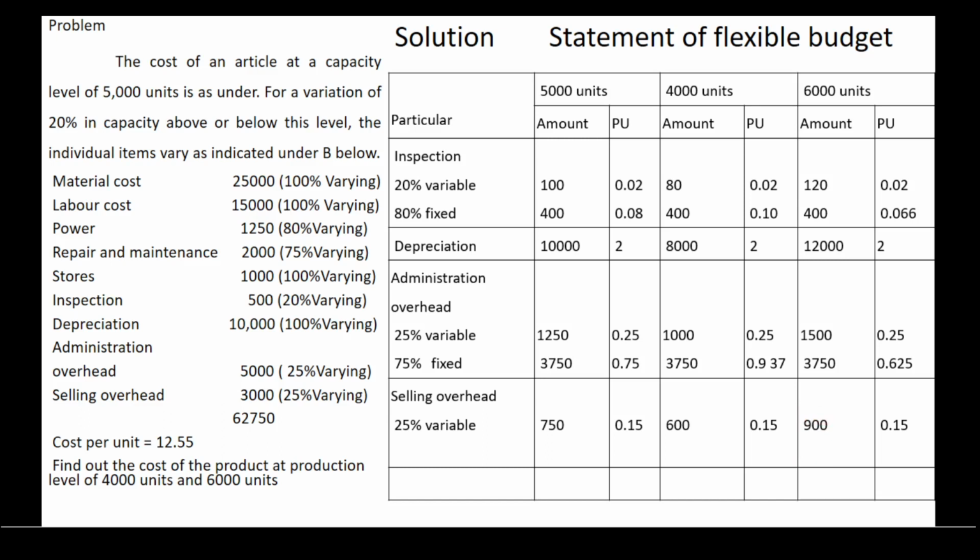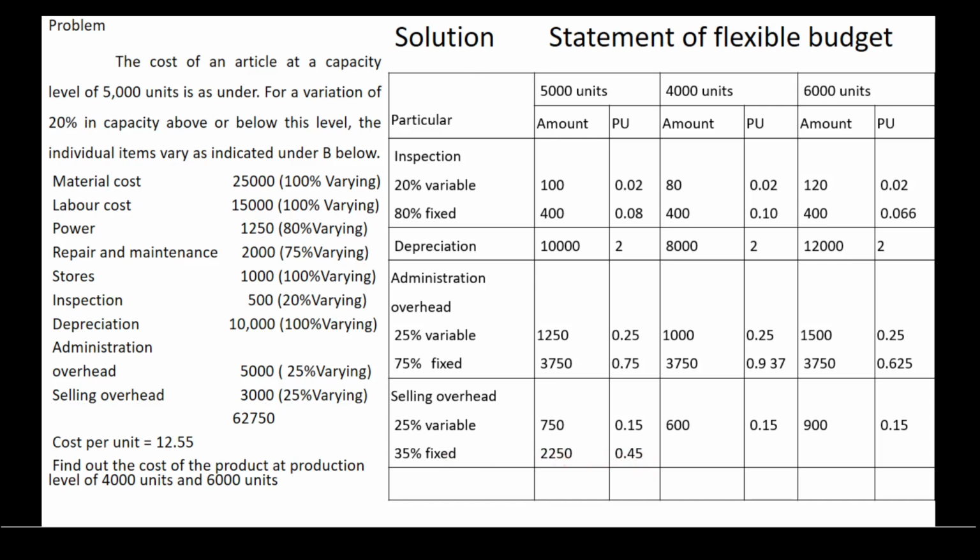And the next, the remaining 75% is treated as the fixed. This is the 75%. So this 75% is calculated as 3000 into 75 divided by 100. So now that amount is rupees 2250 rupees. So this amount is divided by the 5000 units. So now the cost per unit is 0.45. So this is the fixed cost.